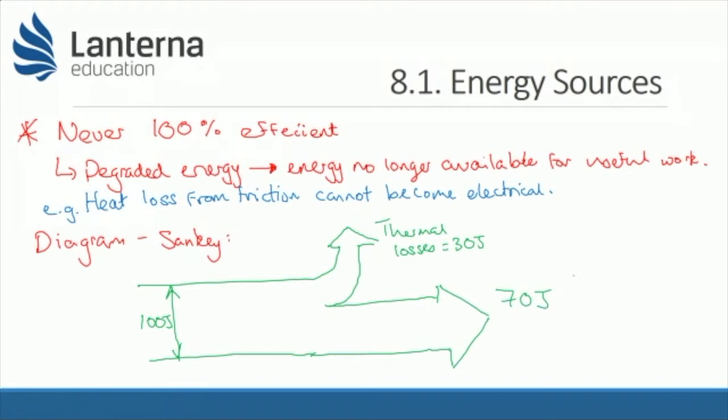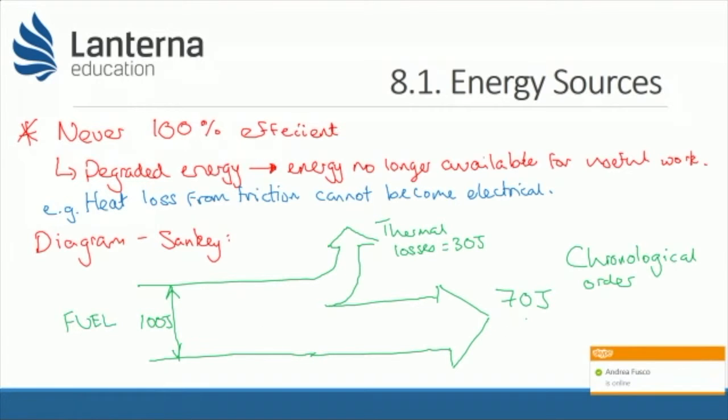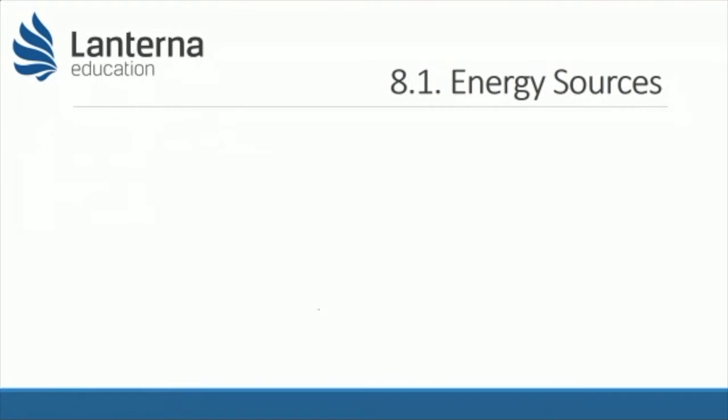And the thing about a Sankey diagram is it always goes in chronological order. So whenever you're asked about which arrow corresponds to which type of energy loss, then this is where we're starting with fuel, so right at the beginning of our process, and then this right at the end would be electricity. So you would identify which loss comes in which order.